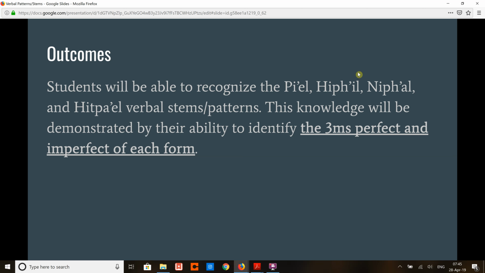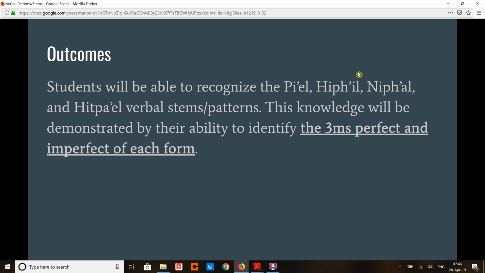There are others that we're leaving out. The reason we're leaving them out is because they're not that common. And you will be able to use other tools like dictionaries and lexicon grammars if you come across verbs like that. So I decided to focus on, in addition to the pa'al, which we've already learned, the 4 additional stems that are most frequently encountered in the Hebrew Bible. They are called the pi'el, the hif'il, nif'al, and hitpa'el.